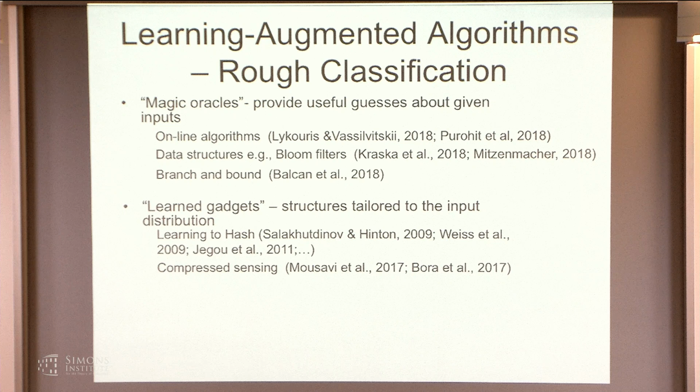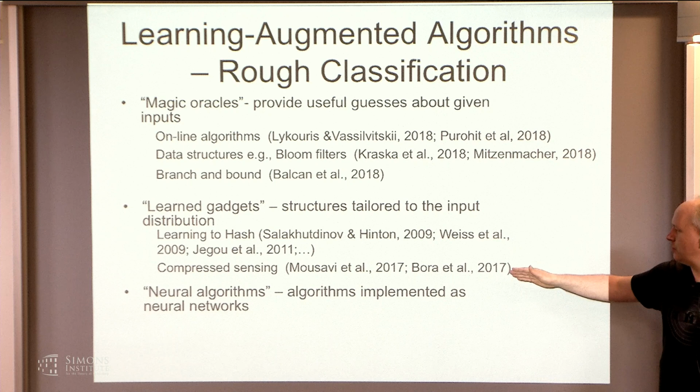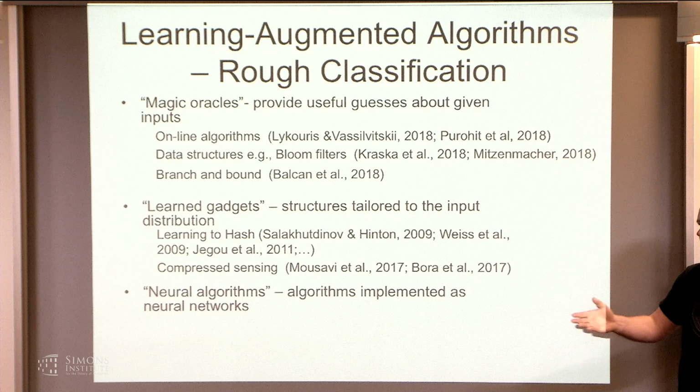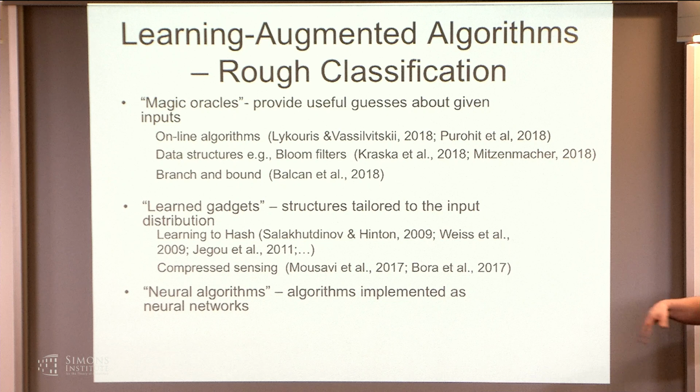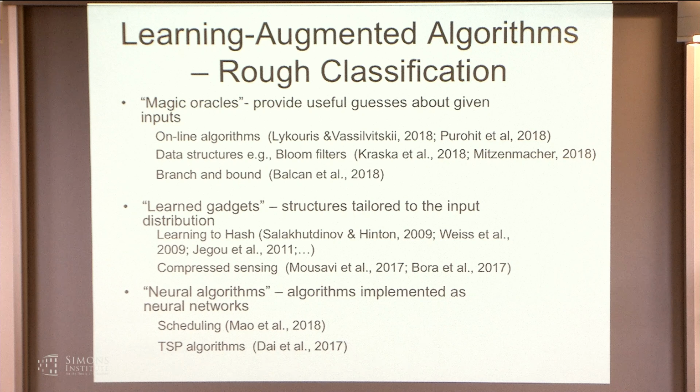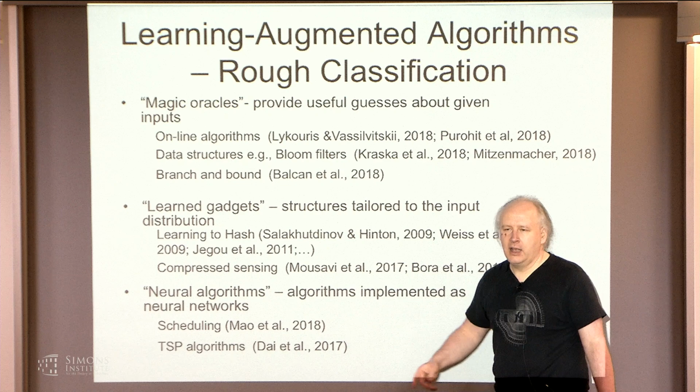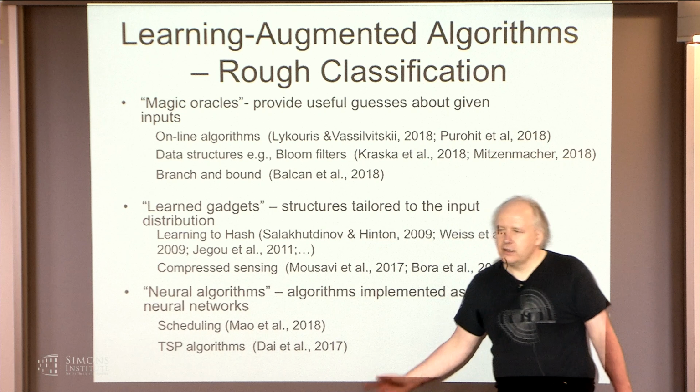And the last class is something that I call the neural algorithms, and these are basically neural networks all the way. Just take your algorithm, implement it almost physically in a neural network as hardware, and then you train the hell out of it. So this is an end-to-end approach. Typically, you don't have any guarantees whatsoever, but often you get pretty interesting results. There have been recent papers by Dai et al., who used it for TSP algorithm heuristics and also vertex cover, and also Mao, Alizadeh, and Noor, who use it for scheduling algorithms.